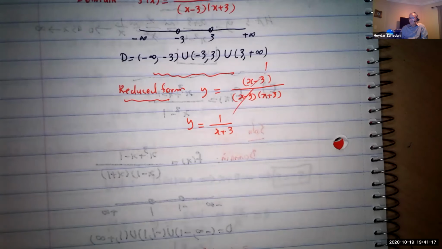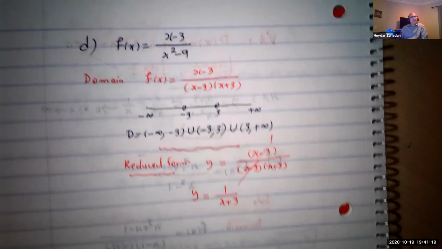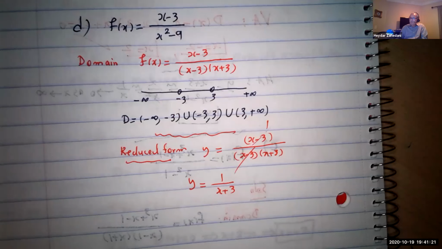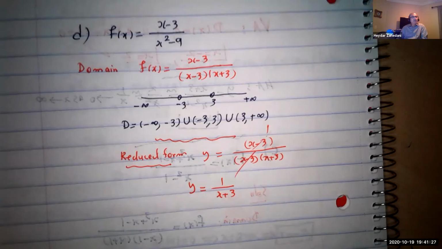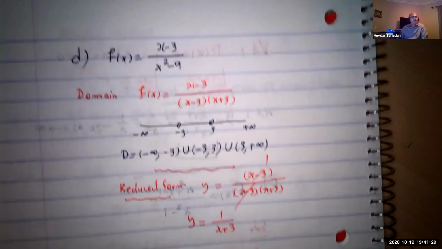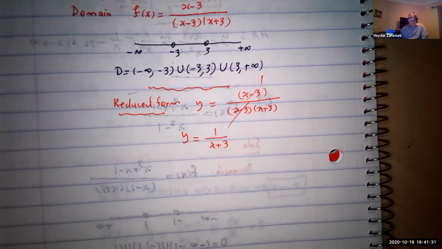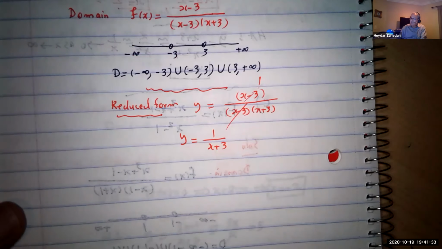Okay, so you have to reduce it, but after the domain. Some people simplify it. They start with this, and they say that the domain is all real numbers except -3, which is not correct. It's all real numbers except -3 and +3. Just make sure you don't miss it. Okay, any question?